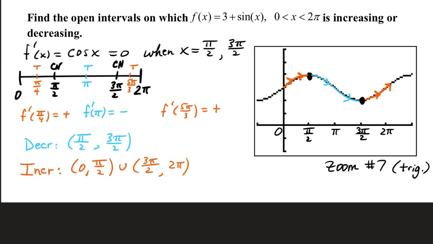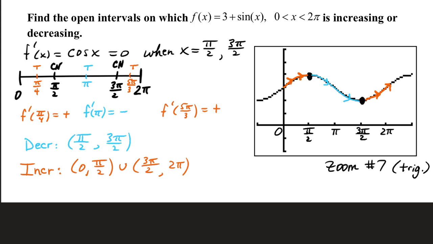In your graphing calculators, if you put in 3 plus sine x and hit zoom 7, that's a trig setting. Zoom 6 restores your graphing calculator to a 10 by 10 window. Zoom 7 puts it in a trig setting. Each tick mark is a 90-degree interval. I've marked them with radians. If your calculator's in degree mode, these will be in degrees: 0, 90, 180, 270, and back to 360. Let's get back to the problem.